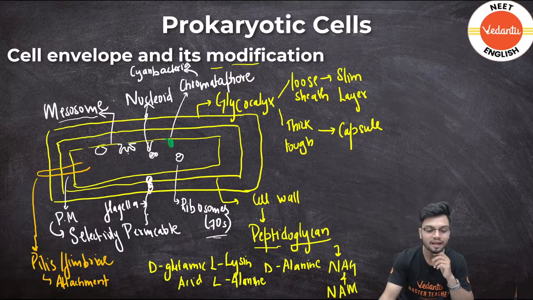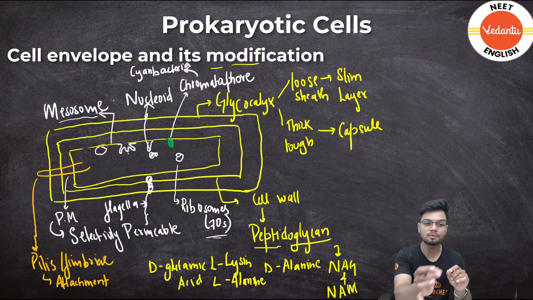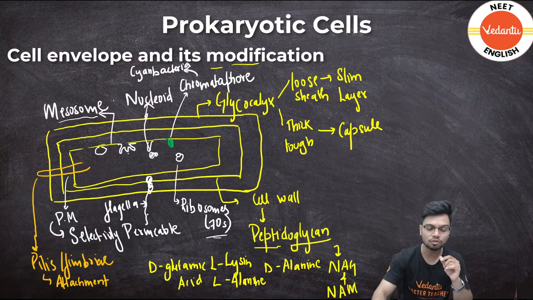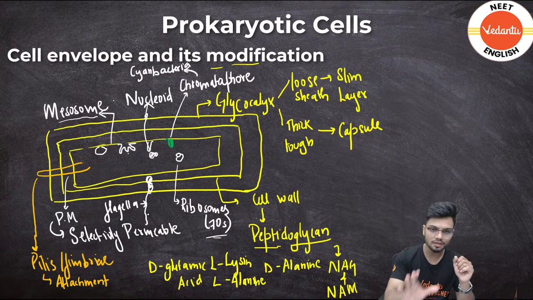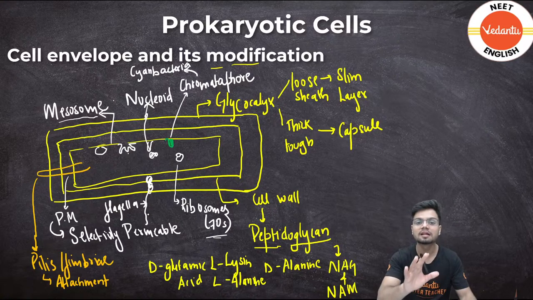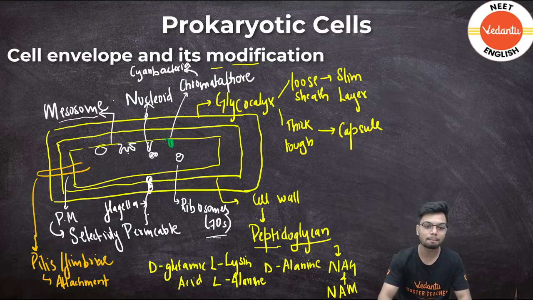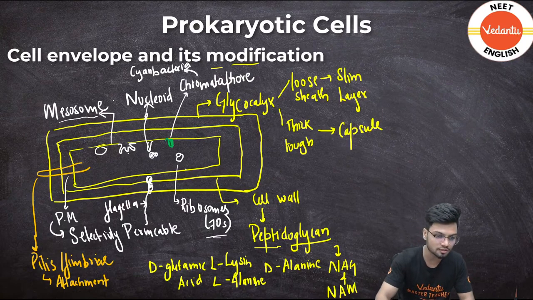prokaryotic cell. Any doubt in this cell structure or modification, you can ask me right now. Any doubt here? Chromatophore, which is found in the case of cyanobacteria. It has a nucleoid, which is completely naked, no proper shape. Then we have mesosomes. I'll tell you what mesosomes are, functions I'll tell you later on. Then we have the plasma membrane, which is selectively permeable. Apart from that, we have pilus or fimbriae, which help in attachment. Then movement is shown by a flagella.